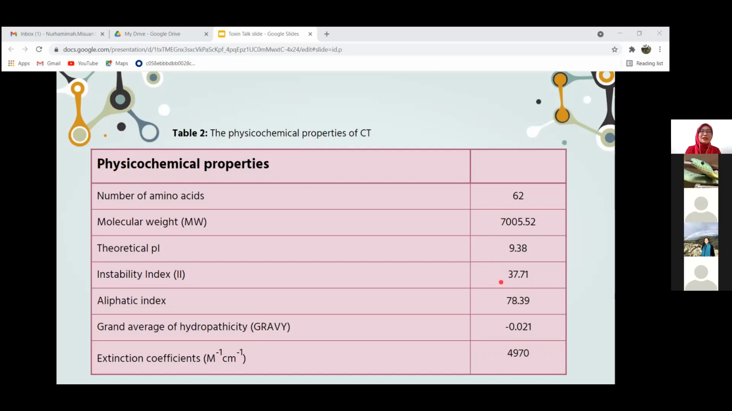The next property is the aliphatic index, or AI, which is the relative volume of aliphatic side chains that occupy the protein. The AI for CT is 78.39, which is considerably high for cytotoxin, as mentioned by Panda and Chandra in 2012. So this AI also corresponds to the thermal stability of a protein. The higher the AI, the more thermally stable the protein. Since the AI of CT is high, we can say that CT is a thermally stable protein.